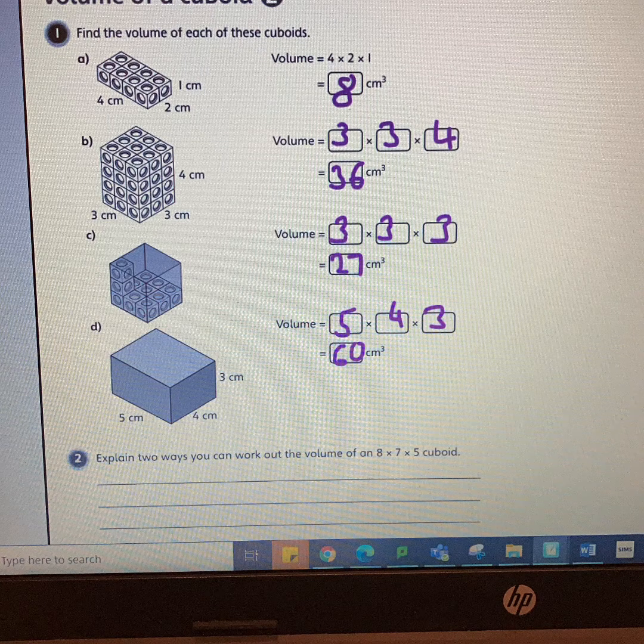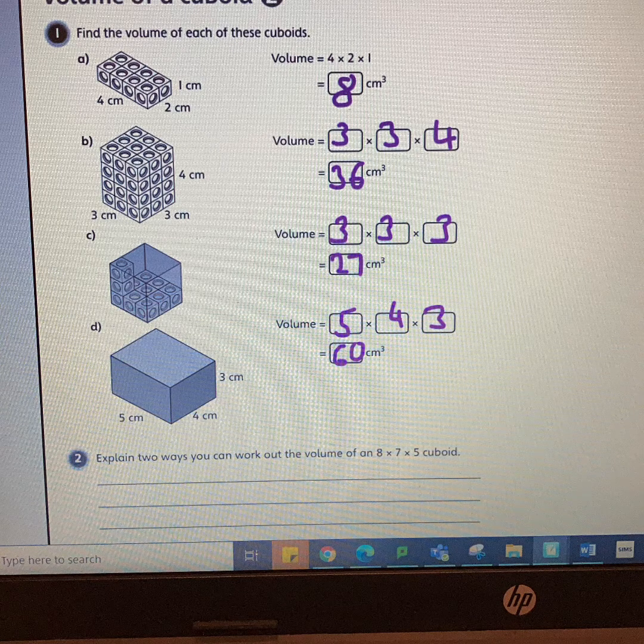Answers then. So hopefully you found these nice and straightforward. So 1A, 4 times 2 times 1 would be 8 centimetres cubed. For B, I did 3 times 3, which was 9, and times it by the height, which was 4. So 9 times 4 is 36 centimetres cubed. C, the diagram is a little bit confusing, but it's trying to show you that it's got a width of 3, a length of 3, and a height of 3, which tells me it is a cube. 3 times 3 times 3, or 3 cubed, is 27 centimetres cubed. D, 5 times 4 is 20, times by 3 is 60 centimetres cubed.